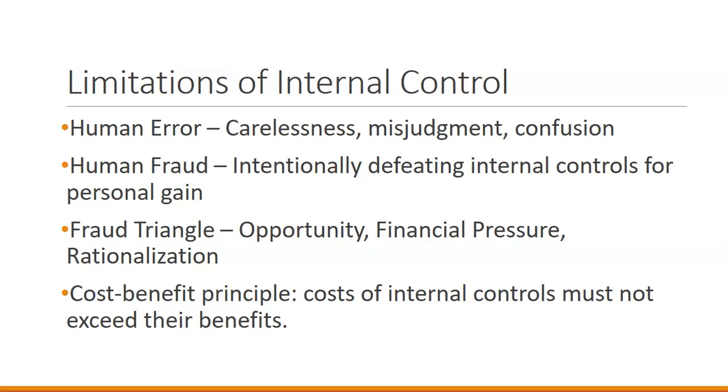Then we have human fraud. So human fraud is the intentional defeat of internal controls for personal gain. We talked about the fraud triangle in chapter 1, that we have opportunity, financial pressure, and rationalization. Internal control is intended to reduce that opportunity. If I have to go through checks and balances, if there are computerized controls, if there are access controls that limit my opportunity to access cash or other resources to steal them, then all the financial pressure and rationalization isn't going to help me get past those internal controls.